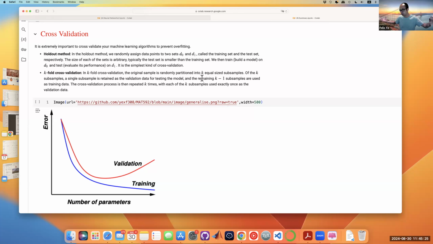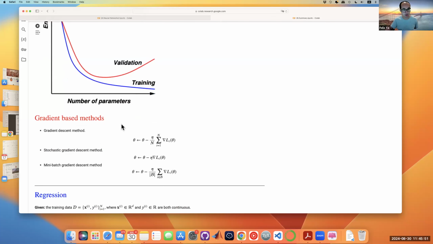And if the data is really, really large, it's not necessary to use k-fold, because the testing and training sets are already large enough to fully represent the whole data set, the population and the distribution. All right, so that would be fine.